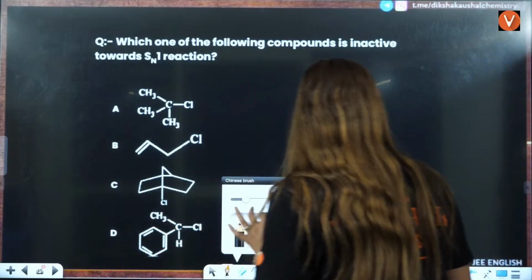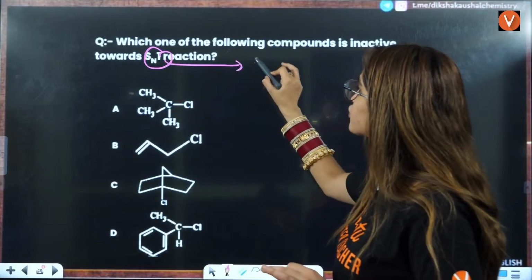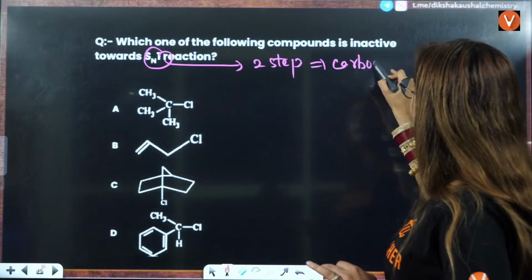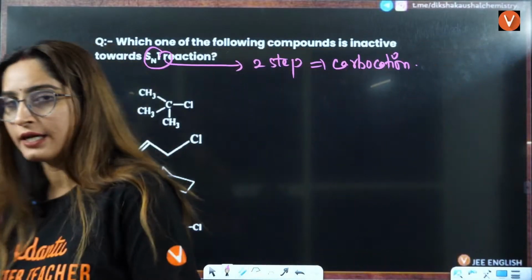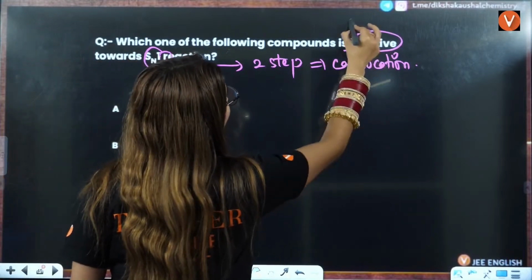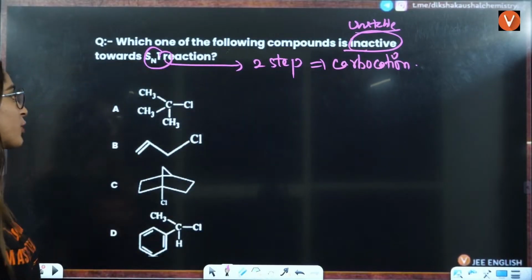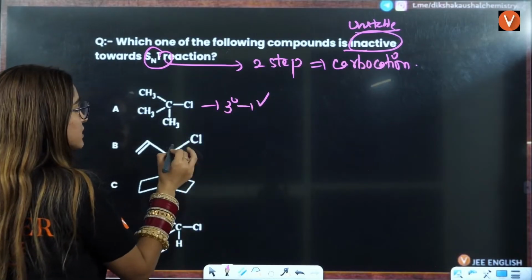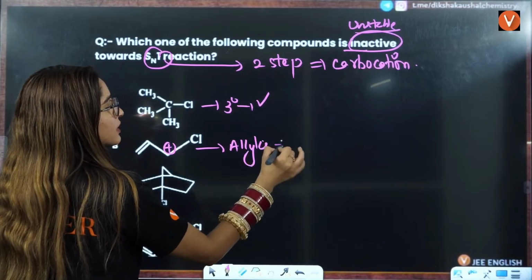So if you talk about SN1 reaction, we know that this is two-step. That means there is a formation of carbocation here. So for the least stable, inactive means you have to find the unstable carbocation. This is tertiary carbocation, that is definitely stable. This will be allylic carbocation, that is also very stable, right?